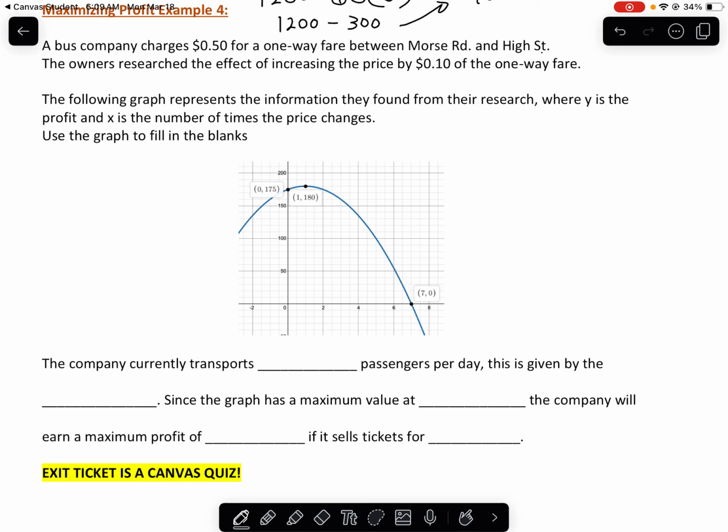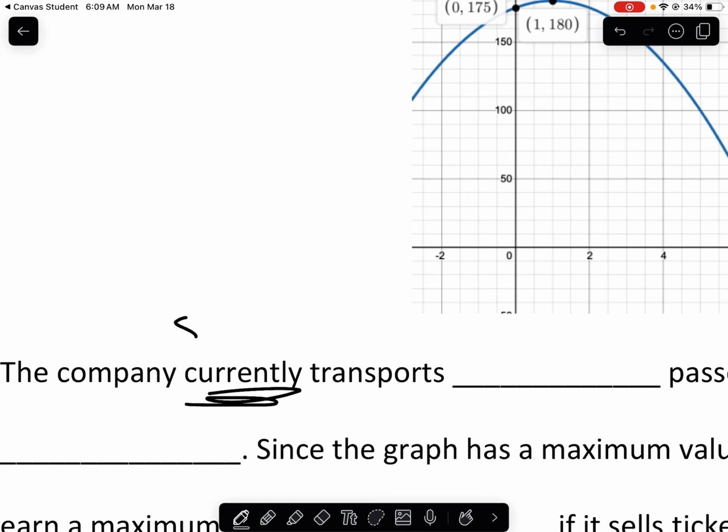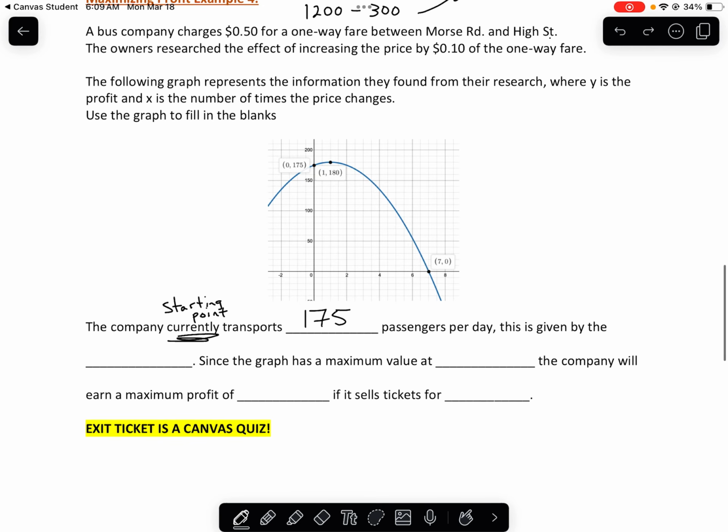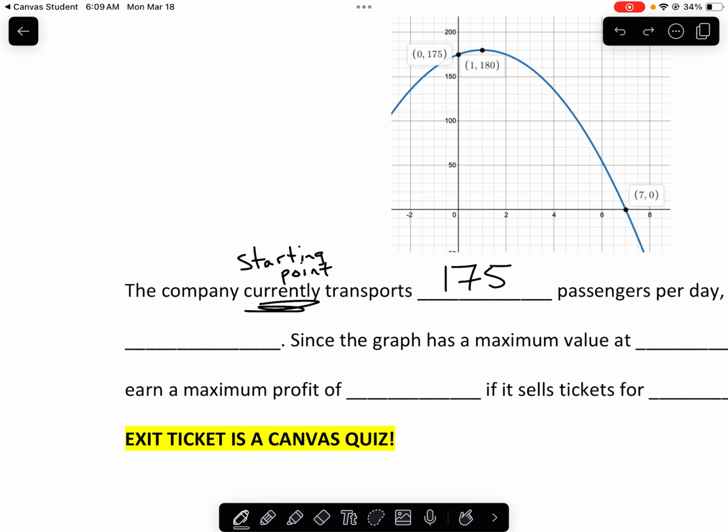So the company currently transports how many passengers per day? Well, remember that it's what it starts at, right? Currently means starting. Which, as we know, the starting point of any graph is at the y-axis. So it currently transports 175, right here, passengers per day. This is given by the, well, where is that? It's the y-intercept.